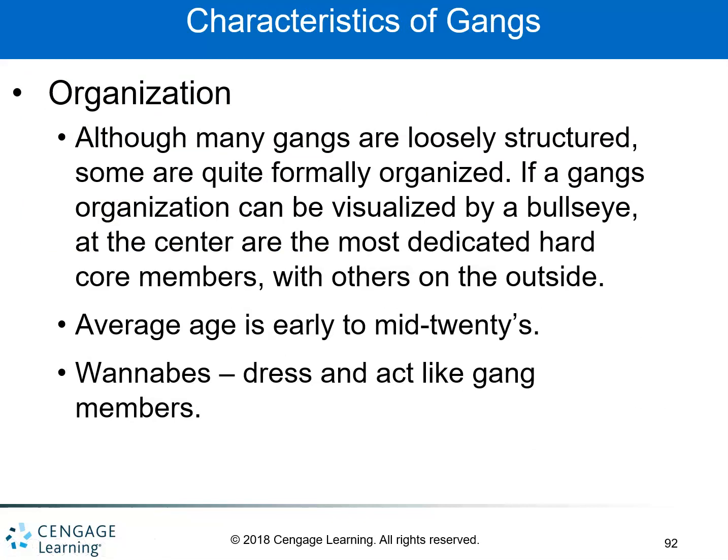Another characteristic of a gang would be their organization. Although many gangs are loosely structured, some are very formally organized. If a gang's organization can be visualized by a bullseye, at the center are the more dedicated hardcore members with the others on the outside. Remember, the average age is early to mid-20s. There are some gang members they call wannabes. They dress and act like gang members, but they're really not, in a sense.